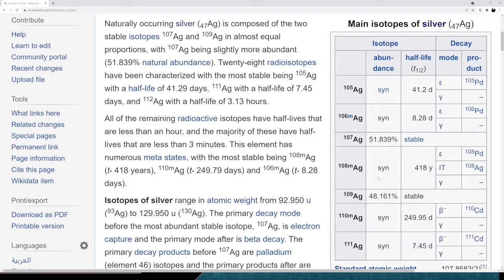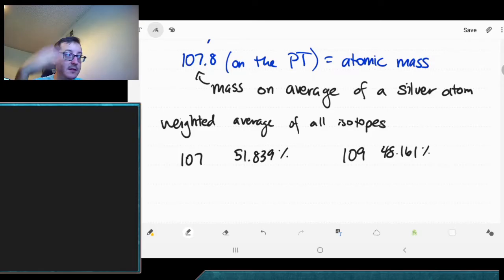We have 107 and 51.839%, and then we have 109 and 48.161%. Okay.